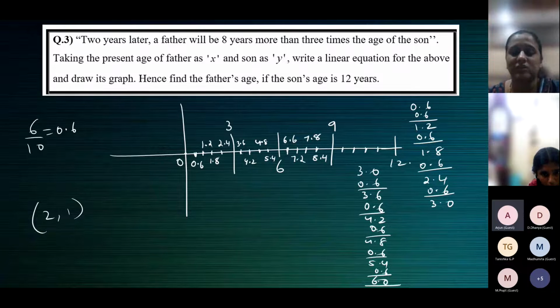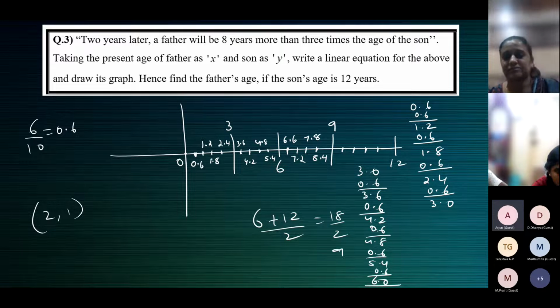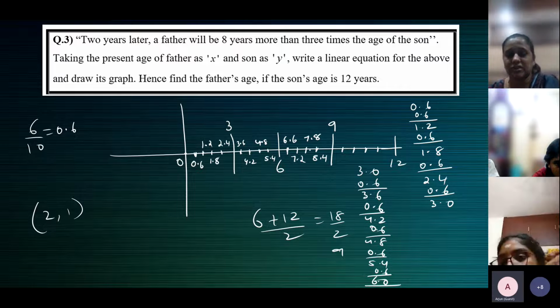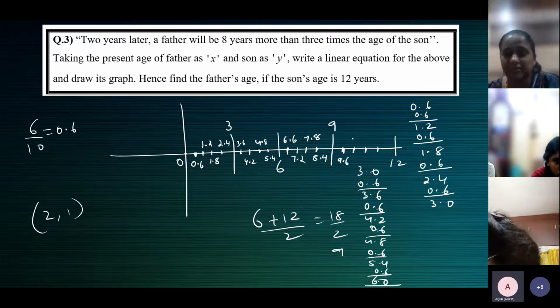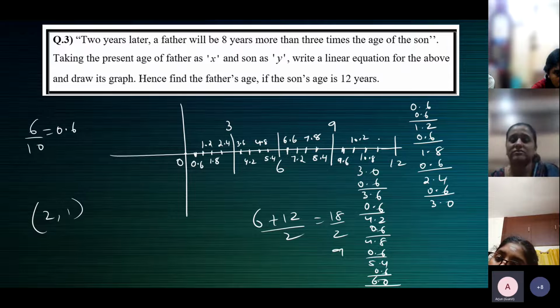What comes between 6 and 12? 6 plus 12 by 2, 18 by 2, 9. You can see the middlemost one is 9. Here also the middlemost one is 3, between 0 and 6. Then 9.6, 10.2, 10.8, 11.4.